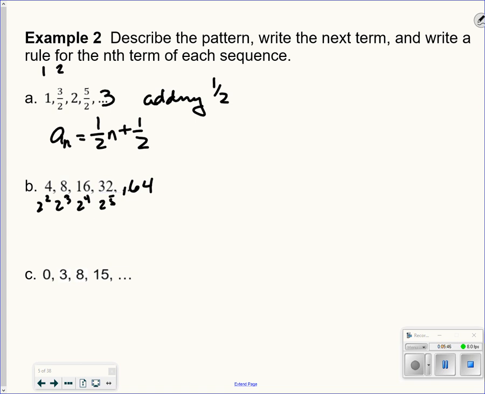Describe what's happening. Well, they're raising the exponent. They're multiplying by 2 each time. So what if I did 2 raised to the n plus 1? So the first term had a 2 to the second, and the second term had a 2 to the third, and the third term had a 2 to the fourth. So this would be a rule that would fit all the numbers in the sequence.